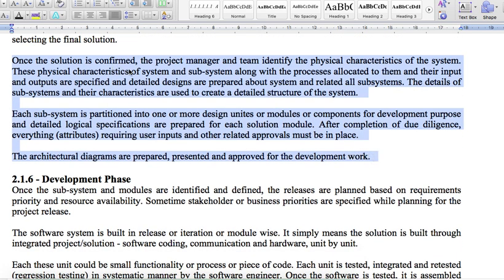Once the solution is confirmed, the project manager and the team identify the physical characteristics of the system. These physical characteristics of the system and subsystem, along with the processes allocated to them and their inputs and outputs, are specified and the detailed designs are prepared about the system and related subsystems. Now this is nothing but the architectural diagram and this is done by an architect or the technical person.